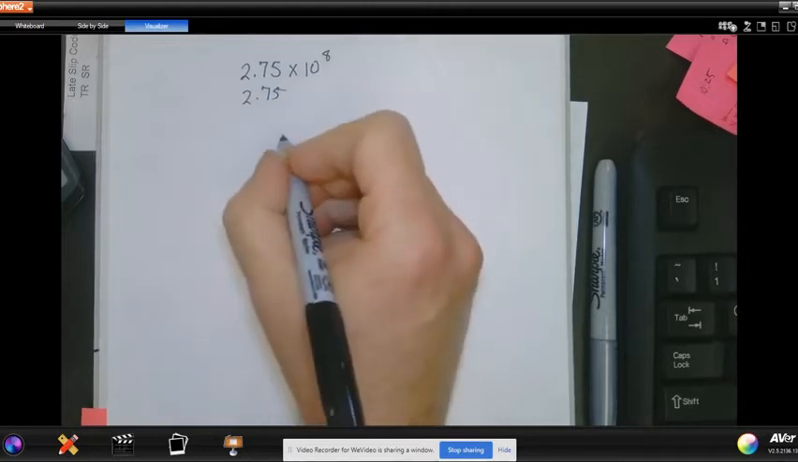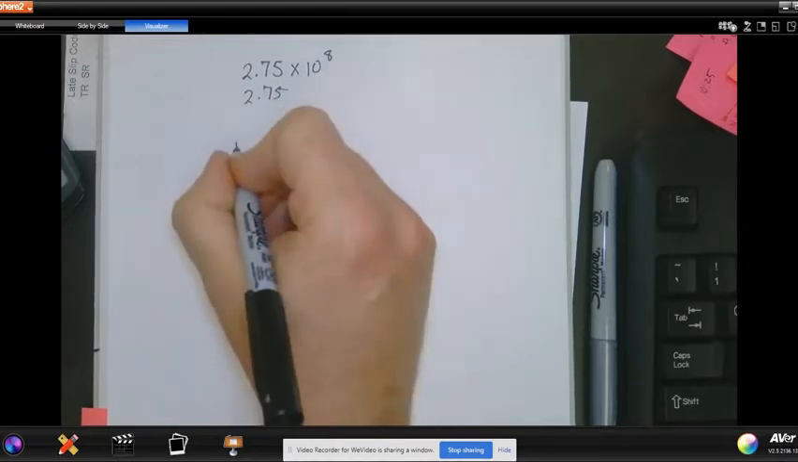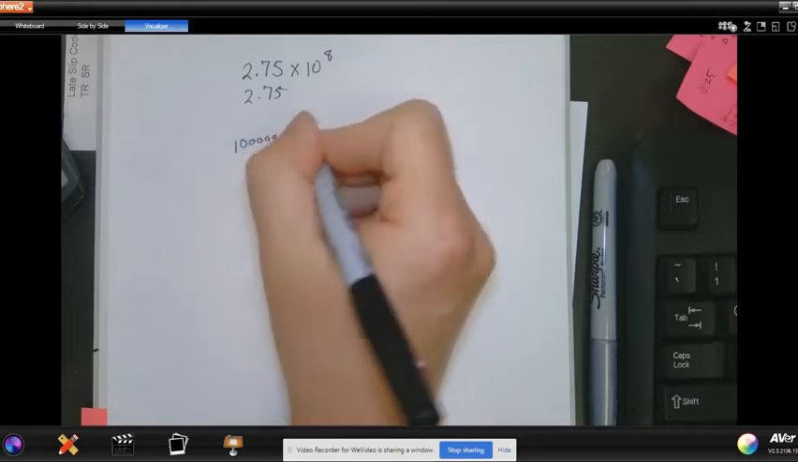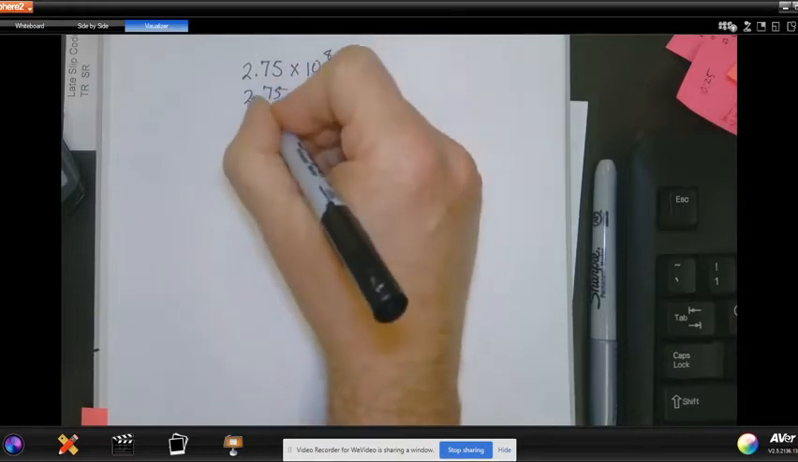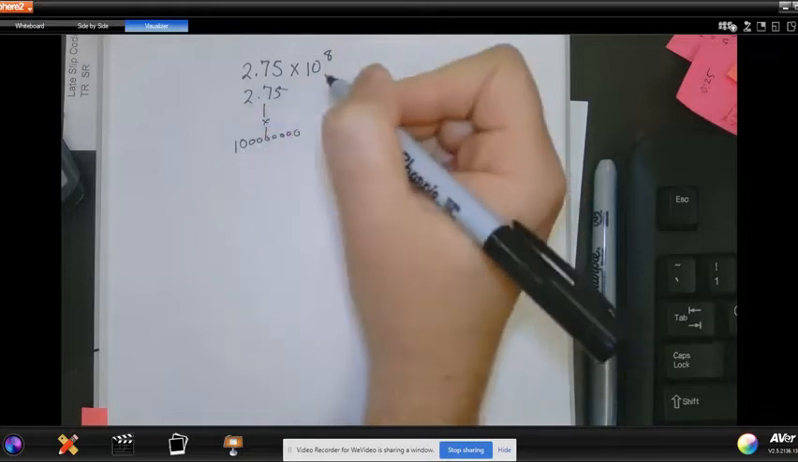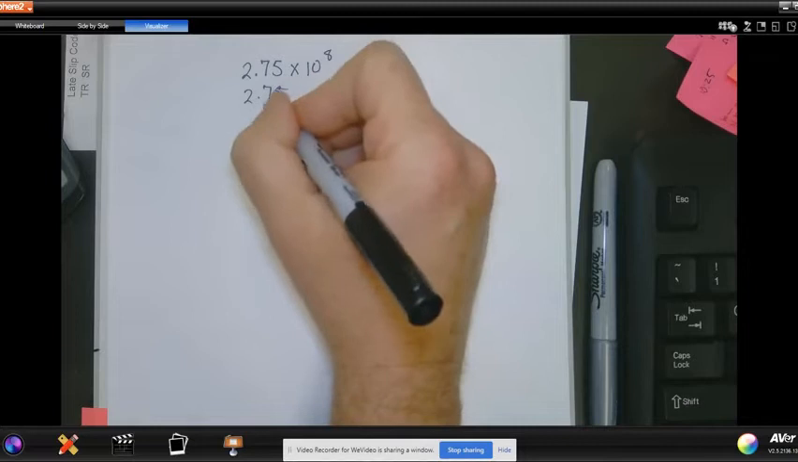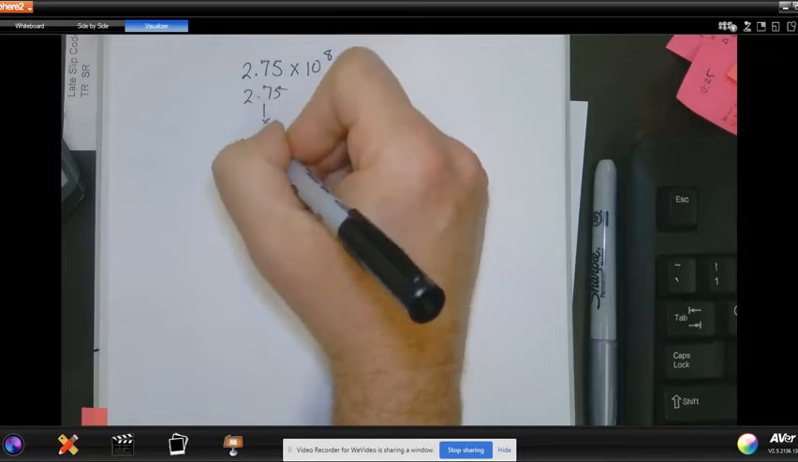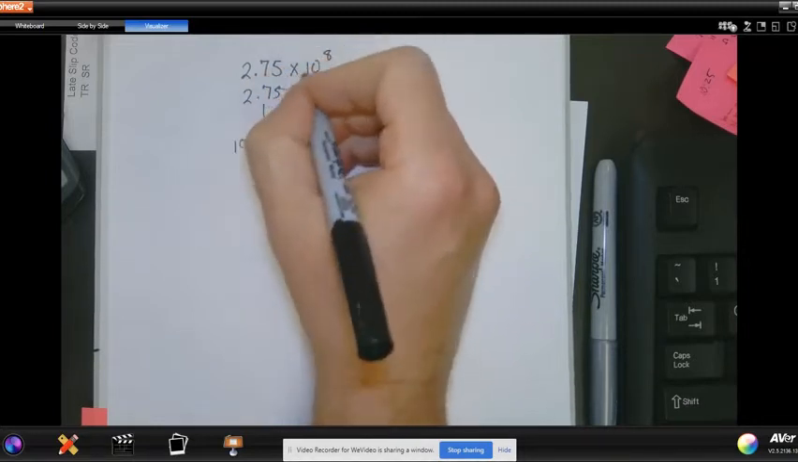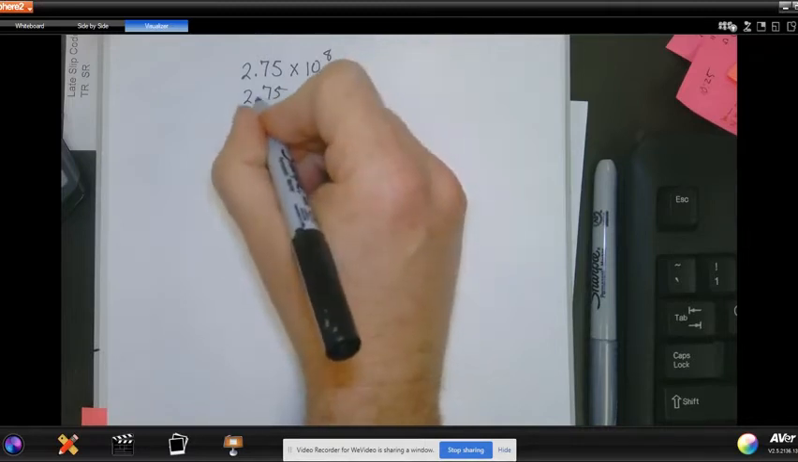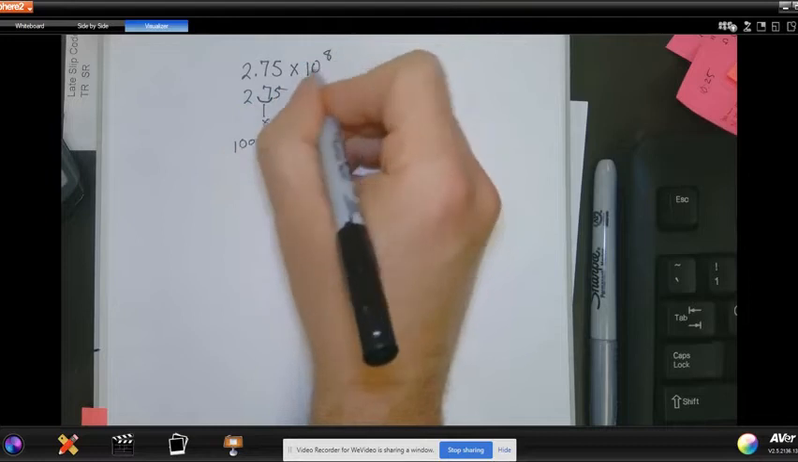Well, in order to do that, times 10 times 10, 8 times, that would be like saying 10, 2, 3, 4, 5, 6, 7, 8. Okay, this number times this number. Or, to make life just easier, really what you're doing whenever you're multiplying by 10 or powers of 10, you're just moving a decimal point over. How many times am I going to move the decimal point over? Well, 8 times. So this would be 2.75 times 10 to the 8th power.